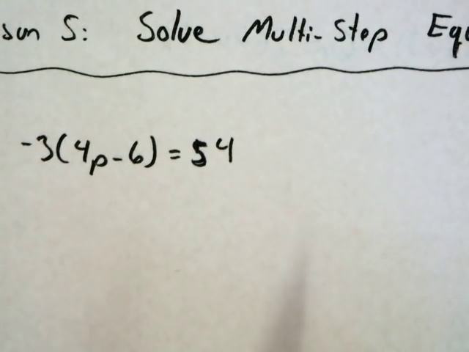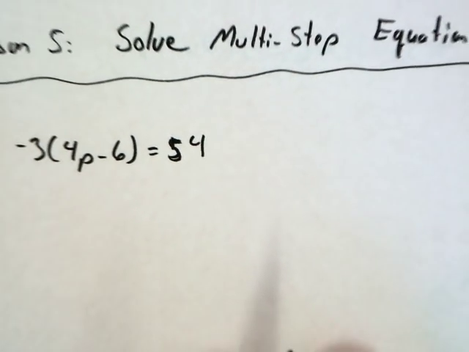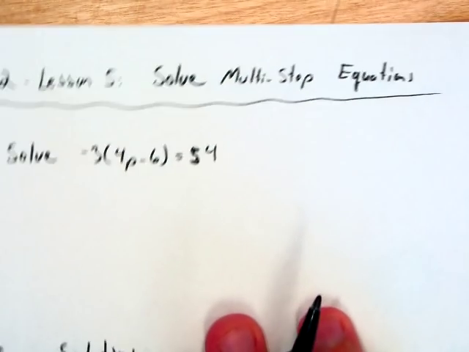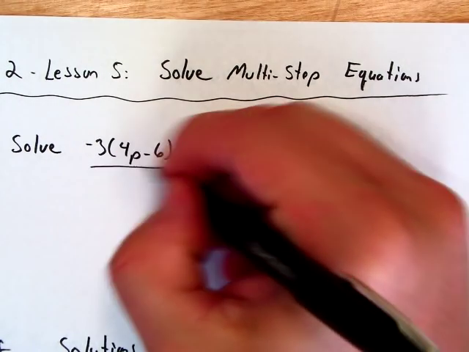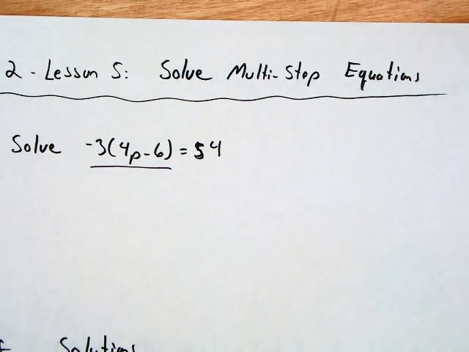Alright, so today we're going to be talking about Chapter 2, Lesson 5. This is all about solving multi-step equations. So one of the first things that we really have to look at is a problem like this. This problem involves using the distributive property.